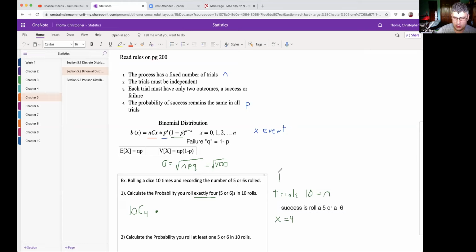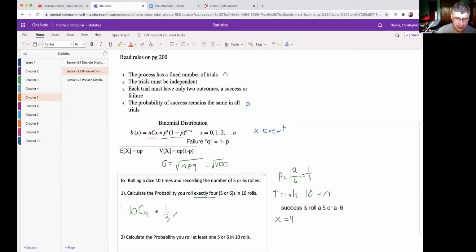So p, how many sides are there on a die? There is 6, so there is my total. And there's 1 five and there's 1 six, so 2 of the sides have 5 and 6. So the probability of success is 1/3. And we've talked about this before in chapter 4. Rolling a dice is already independent, so therefore we have proven this is binomial. So my probability p is 1/3.